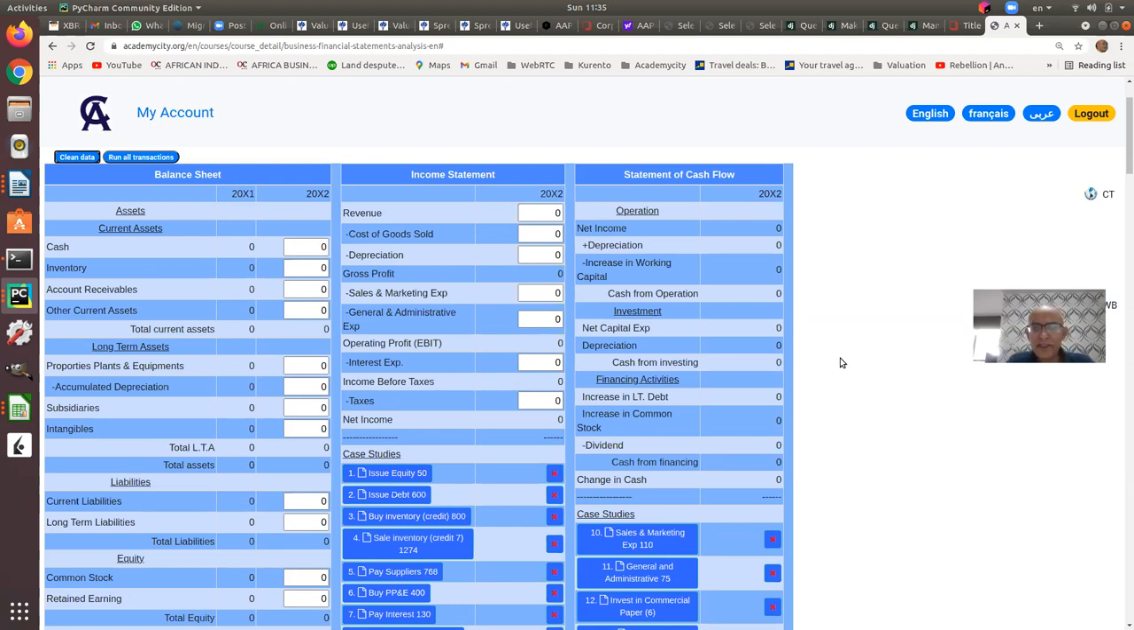The statement of cash flow has three main sections: operation, investment, and financing activities. And interestingly, look at the bottom line of the statement. It's going to be the change in cash. Of course it is zero now, because if the company hasn't done anything, didn't issue anything, beginning of the year cash is zero, end of the year cash is zero. So this last line here will always be the difference between this number and this number. That's the change in cash.